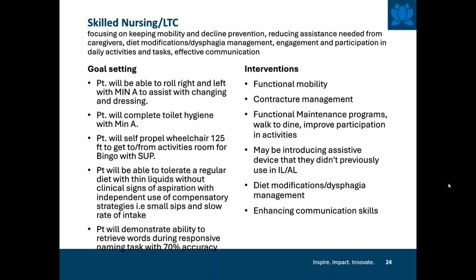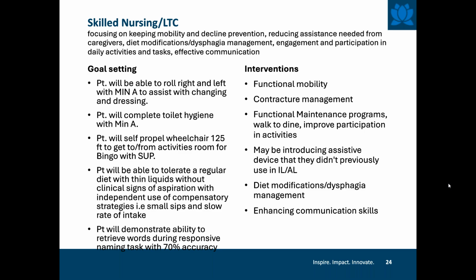Patient will be able to self-propel their wheelchair 125 feet in order to get to and from activities or bingo with supervision. Patient will be able to tolerate a regular diet with thin liquids without clinical signs of aspiration, with independent use of compensatory strategies such as small sips and slow rate of intake. Patient will demonstrate ability to retrieve words during responsive naming tasks with 70% accuracy.